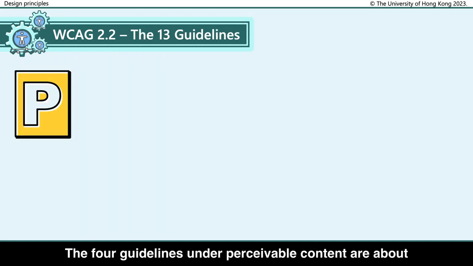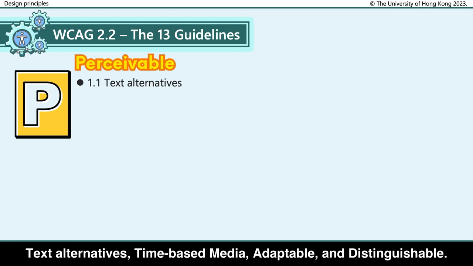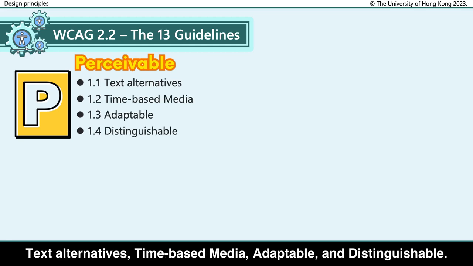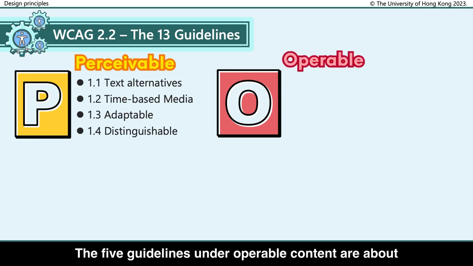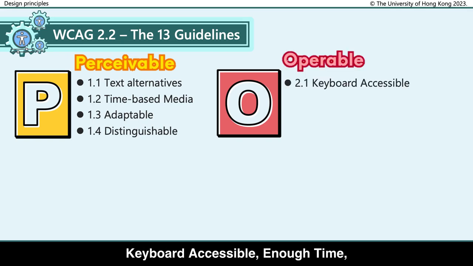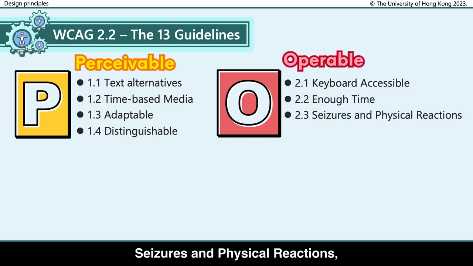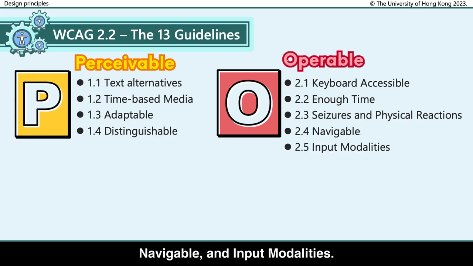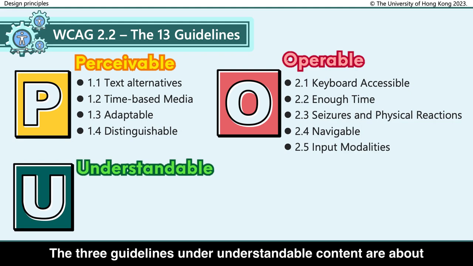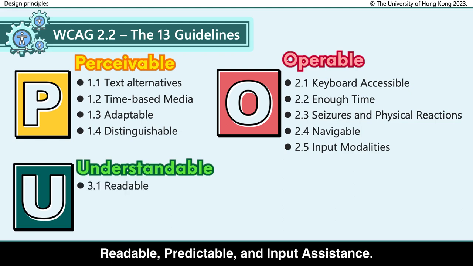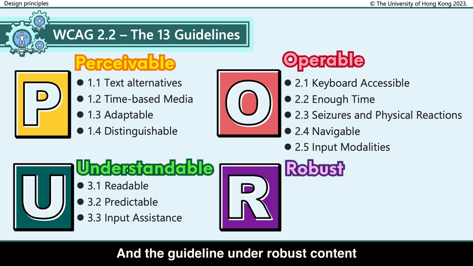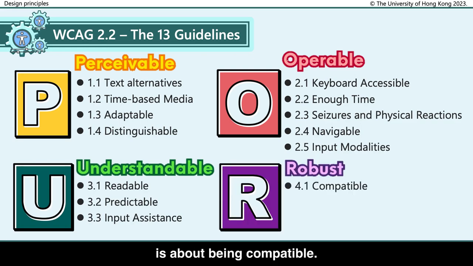The four guidelines under perceivable content are about text alternatives, time-based media, adaptable, and distinguishable. The five guidelines under operable content are about keyboard accessible, enough time, seizures and physical reactions, navigable, and input modalities. The three guidelines under understandable content are about readable, predictable, and input assistance. And the guideline under robust content is about being compatible.